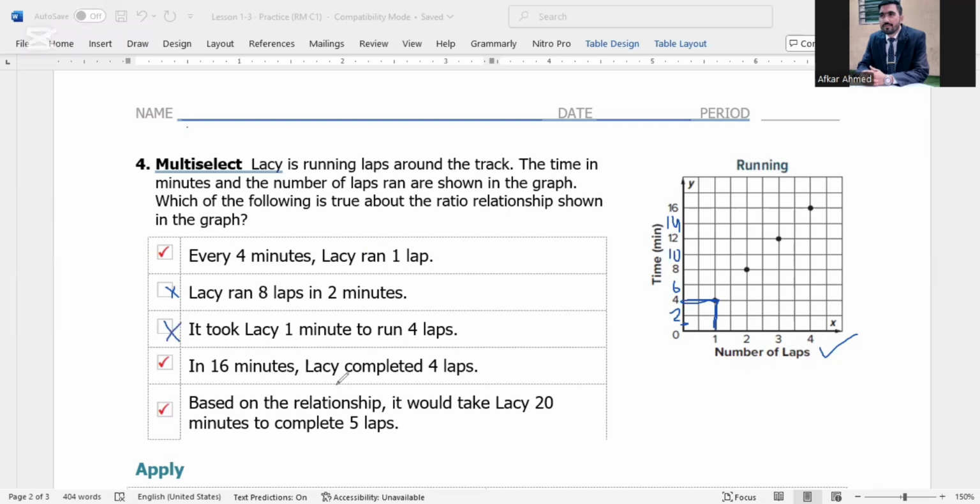Number four: in a 16 minute race, Lacey completed 4 laps. Where are the 4 laps? And how much time is required to complete 4 laps? We have here the time 16 minutes. So it means this is the correct one.